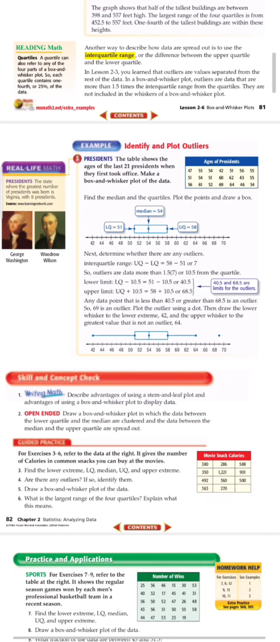Guided practice for exercises 3 to 6. Refer to the data at the right, giving the number of calories in common snacks you can buy at the movies. 3. Find the lower extreme, LQ, median, UQ, and upper extreme. 4. Are there any outliers? If so, indicate them. 5. Draw a box and whisker plot of the data. 6. What is the largest range of the 4 quartiles?